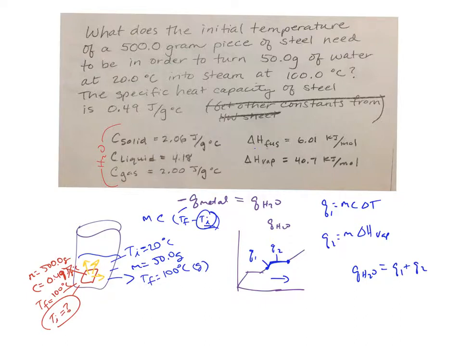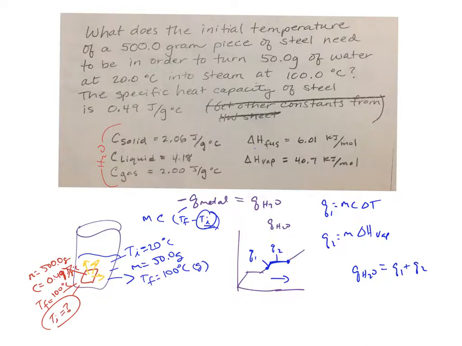So we want to find T initial of the metal. We know the mass, we know the specific heat capacity, and we know our T final. Our T final is that 100 degrees C. So all we really need to do is get Q of the water, then we can solve for T initial of the metal. So Q of the water, as we're showing in the picture here, we have two Q values to think of. We're going to heat up our liquid and then we're going to vaporize it. So it's almost just like the other warm-up, but in reverse with a different substance.